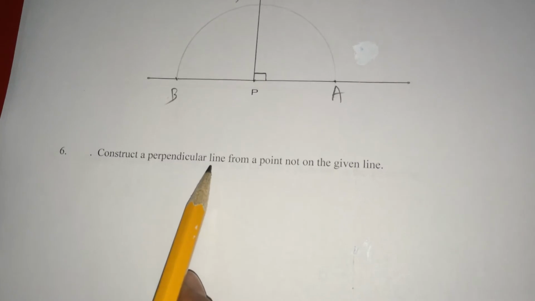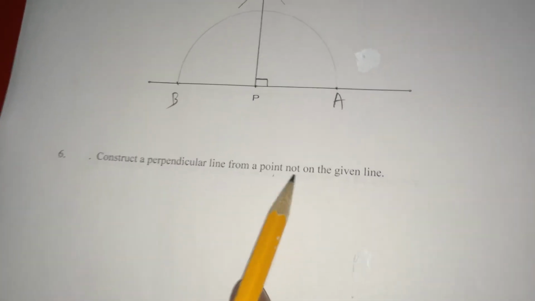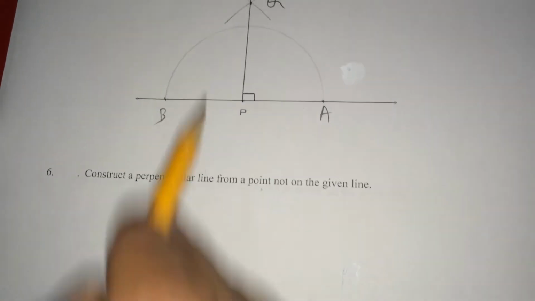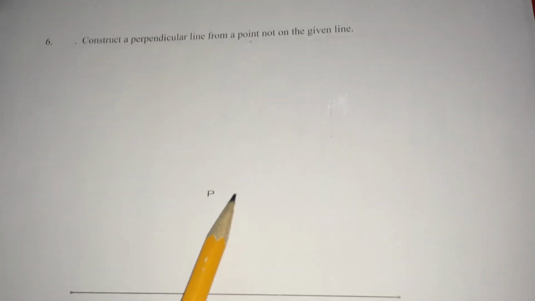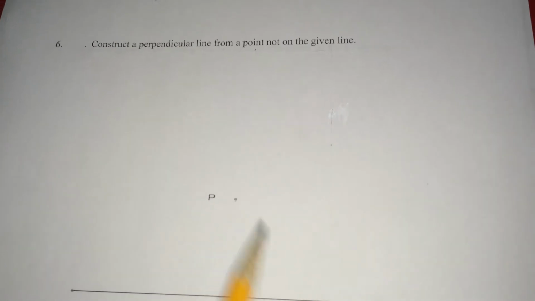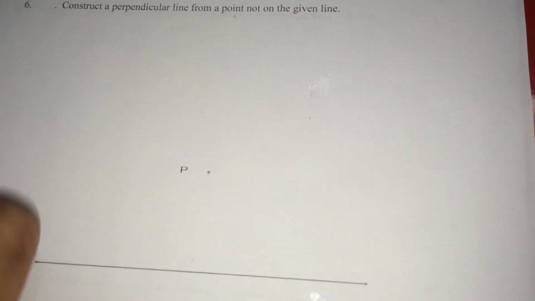Next, here also you are going to construct a perpendicular line, but from a point not on the given line. That means the difference is that earlier the point P is on the line, but in this case the point P is not on the line. It is outside the line. From there you have to draw a perpendicular line like this. For that construction we use the set of compasses and the ruler.